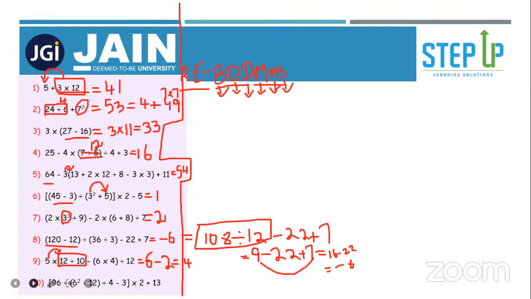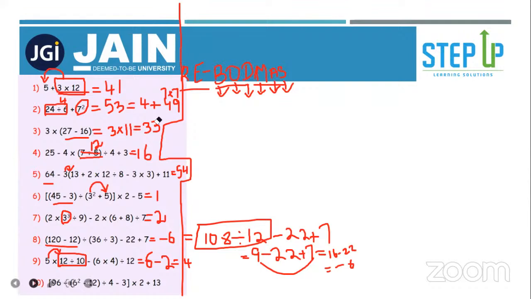Oh, no. I'm getting 4. 24 divided by 12 is 2, and 60 divided by 10 is 6. Yes, 4 is correct. Can you recheck it? The ninth one answer should be 4. Yes. Next.